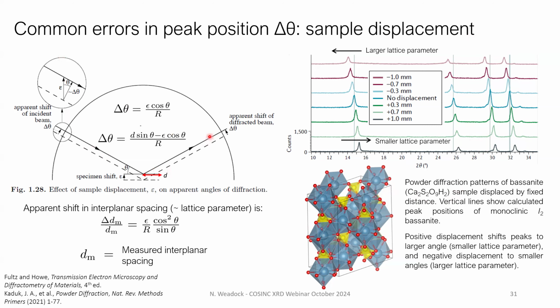But just through geometry, you can figure out what this delta theta would be. So in the vertical case, it's going to be displacement times cosine theta over R. And then if you add in the horizontal component, you have this d sine theta, where here d is the horizontal displacement, not the interplanar spacing. And the apparent shift in your lattice parameter, or your delta d_m over d_m, will be given by this expression here.